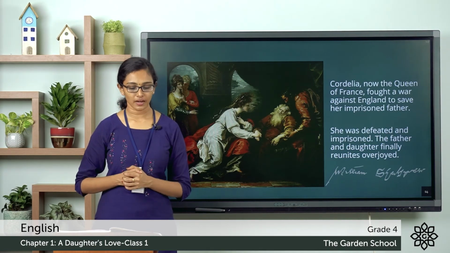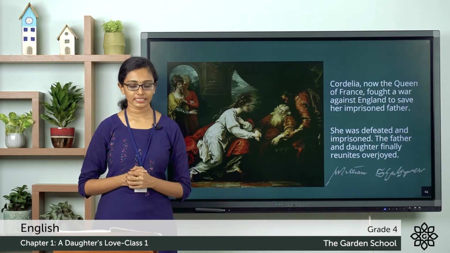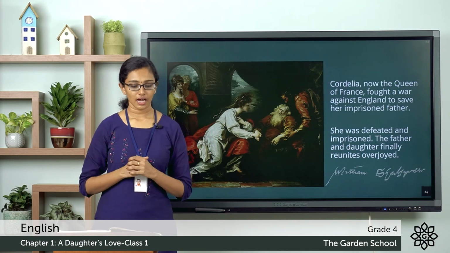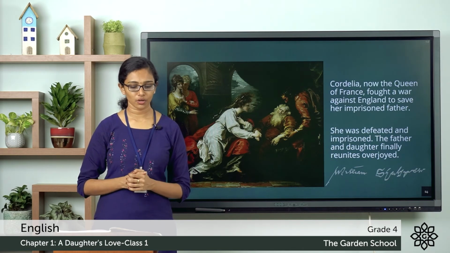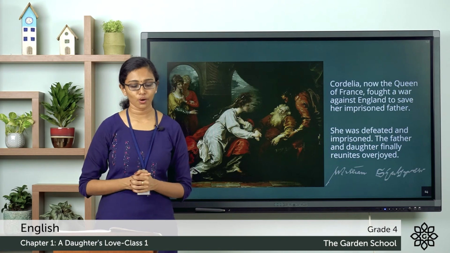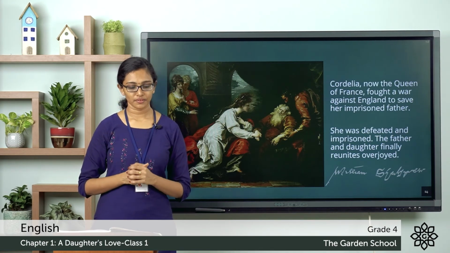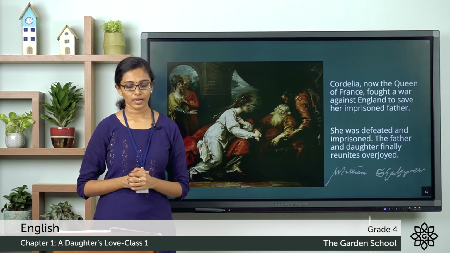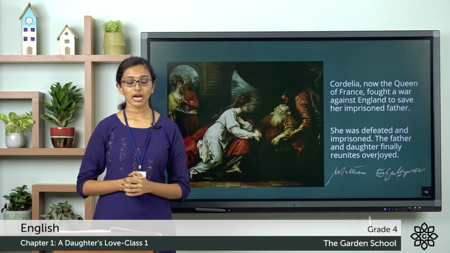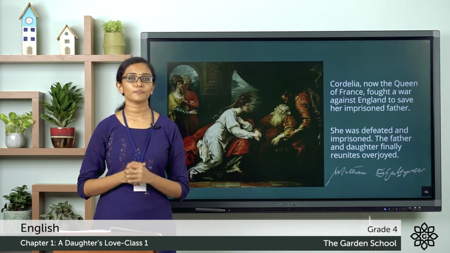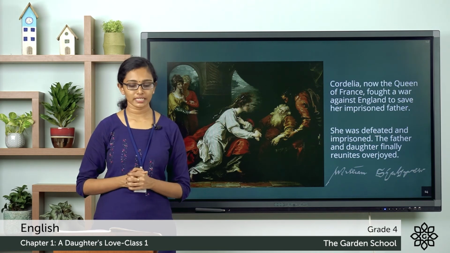Cordelia runs to her father, hugs him tightly, and says, "Yes, father, I am your Cordelia. I have been looking all over for you. Finally, I have found you. Father, I'll never let you go." "Forgive me, my child, for I am old and foolish. I have caused you a lot of pain." So Cordelia and Lear are overjoyed to meet each other after such a long time.